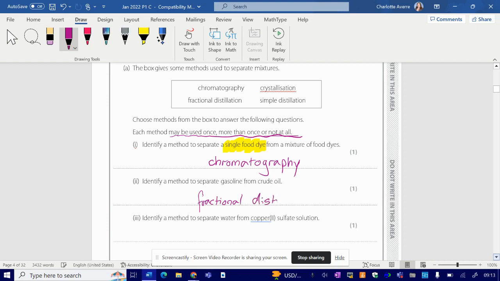And then final question, identify a method to separate water from copper sulfate solution. It's telling you in the question that it wants water as a product. So the trick here is to recognise that the answer is not looking for crystallisation, because crystallisation would be to separate the copper sulfate from the solution. To separate the water out, you need to use simple distillation as a technique.